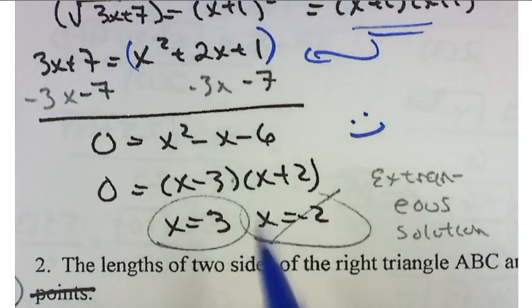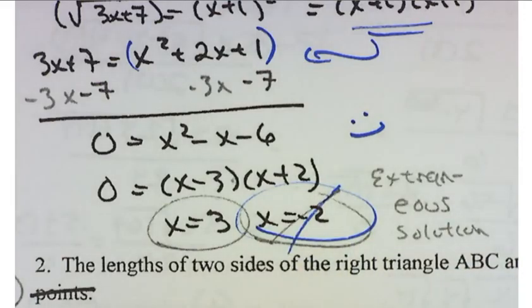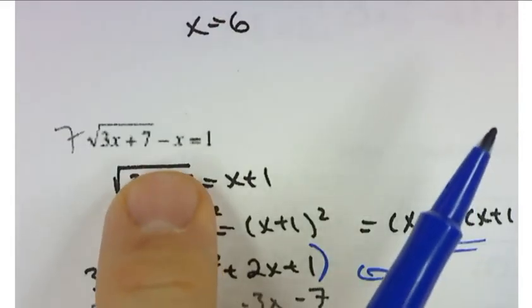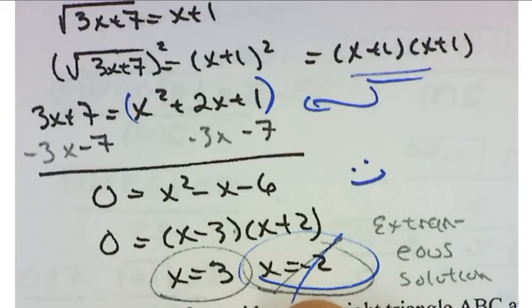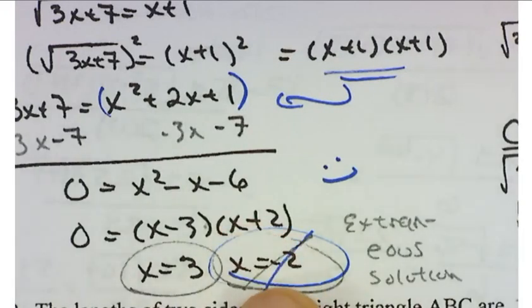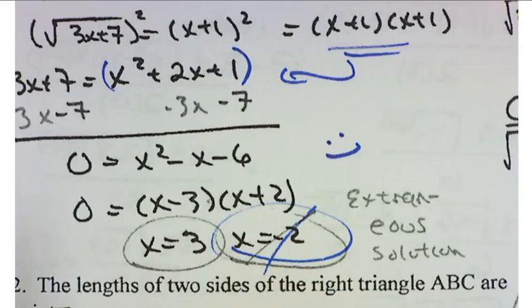Now, one of these solutions didn't check out. It was an extraneous solution. If you tried putting in a -2 there, it wouldn't work. So be on the lookout for that. You have to check your answers in these types of problems.